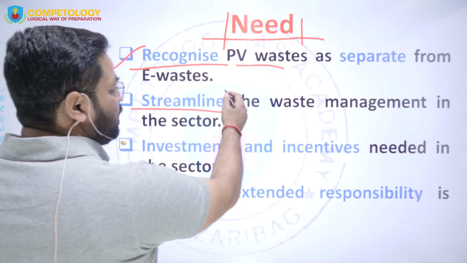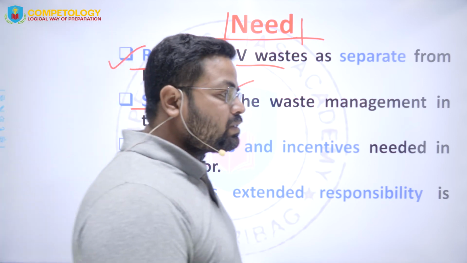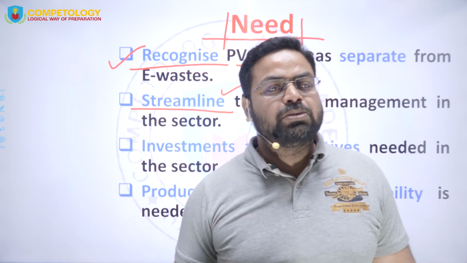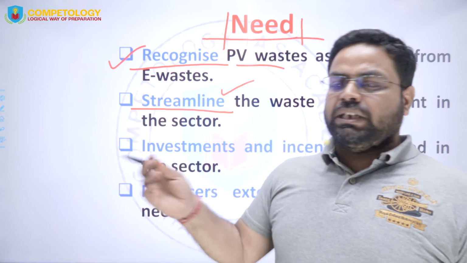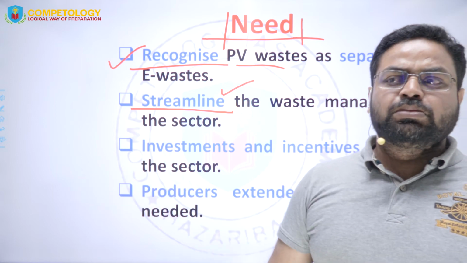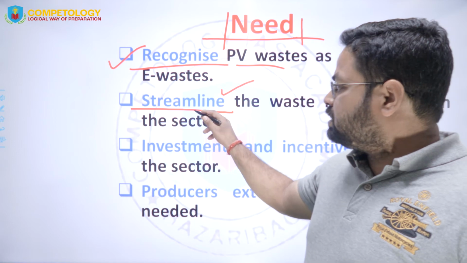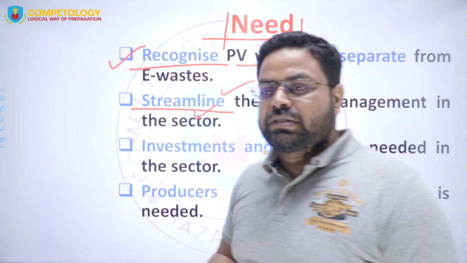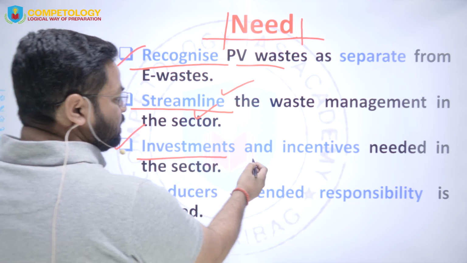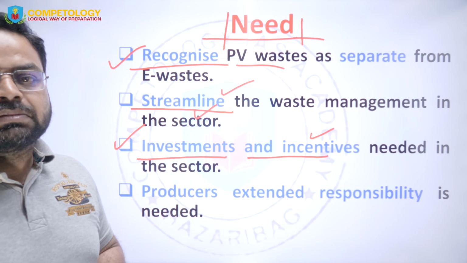Next is to streamline the waste management in this sector. This sector is completely unorganized. There is no set method, there is no set system to collect the waste, to recycle the waste, to reuse the waste, to discard the waste, whatever is going to be done with that particular category of waste, that should be streamlined in the PV sector also. And next, investment and incentives are needed to promote the PV waste management sector.